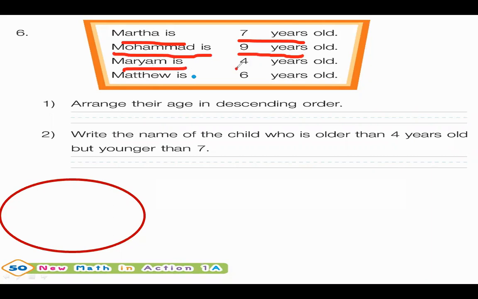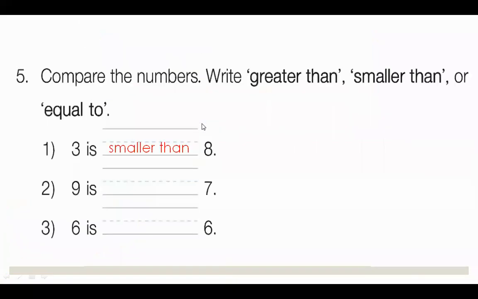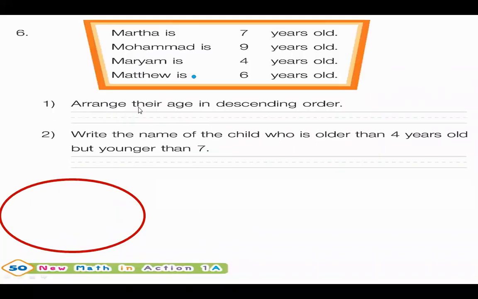Mariam is 4 years old. Matthew is 6 years old. Okay, so now we have to arrange number 1. Let's do number 1. Arrange their age in descending order.